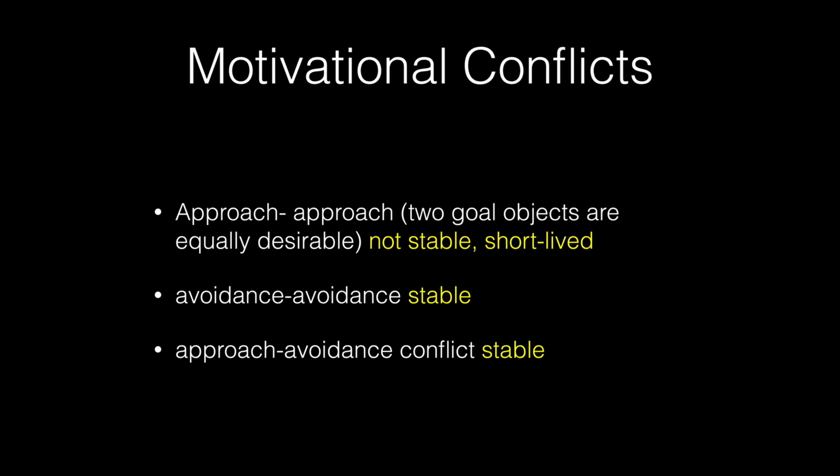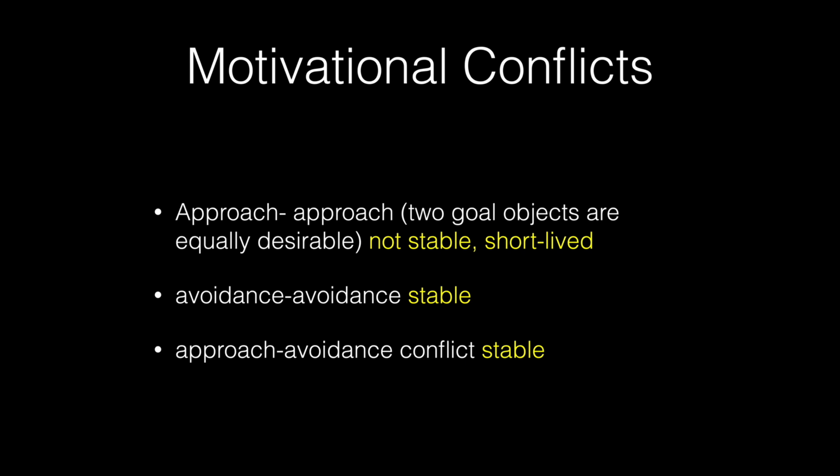You can't go to both, so it creates a conflict. And somehow it's going to be resolved. And what he argued was that approach conflicts happen all the time in life, but they're not stable. They're short-lived. And the reason why is it doesn't take much for you to just tip to one side or the other. For instance, all someone maybe has to point out is that you're 5 minutes closer to the one restaurant than you are to the other one.